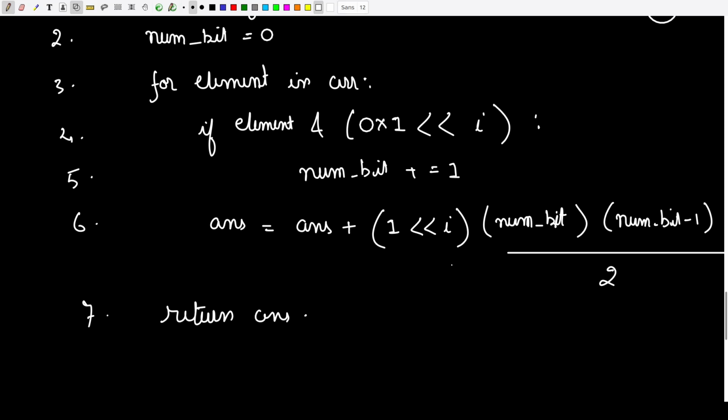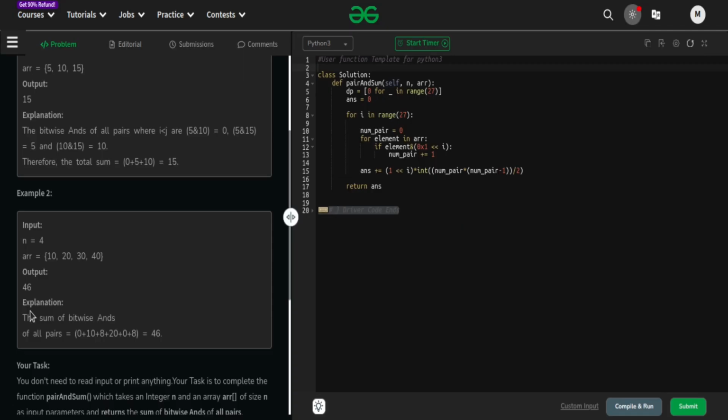Okay, so that's the pseudocode, folks. Now let us see how we have coded this in Python. The code is pretty much the same as what we discussed in the pseudocode. We don't really need this, so let me just get rid of this.